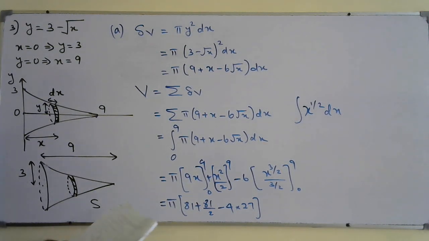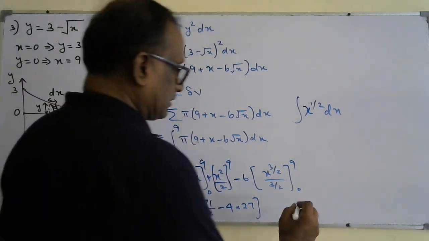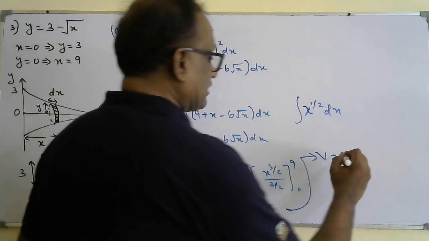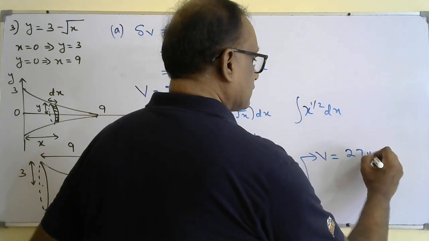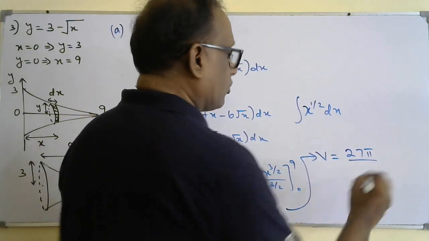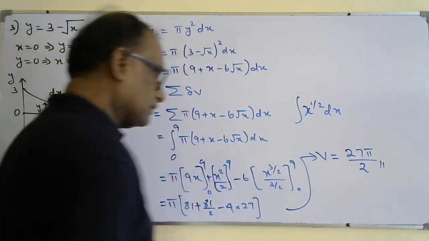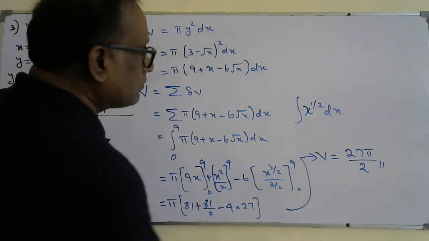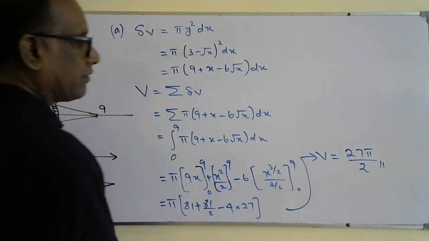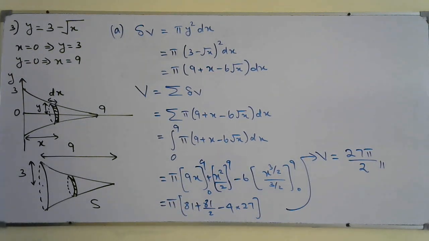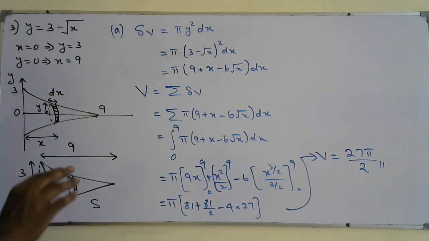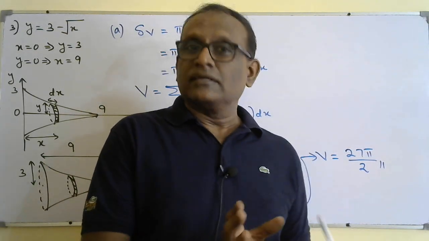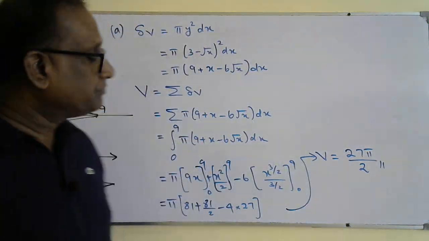Okay, that's right. So then finally the volume will be equal to 27 pi over 2. Right, so that's the final answer. So the idea is summing, adding different volumes of identical objects.